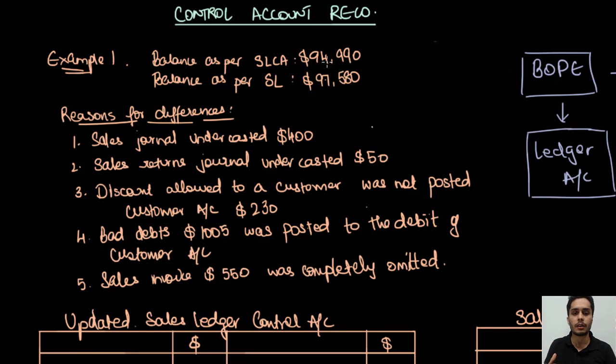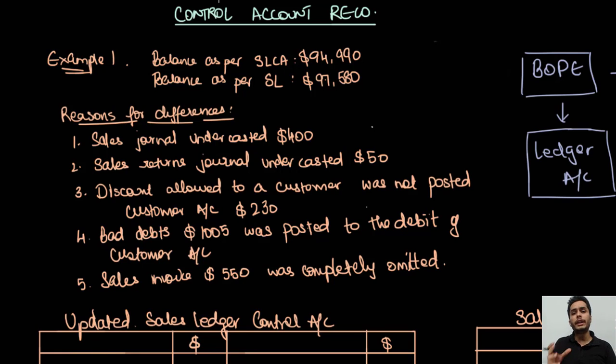Now they have found out certain differences or reasons for differences for you. These are the errors that were made in the debtors transactions, and hence there was this difference. Now what we need to do is to understand these errors and record them either in the updated sales ledger control account or in the reconciliation or in both, in such a way that we find the correct balance of the sales ledger after all the errors are rectified.